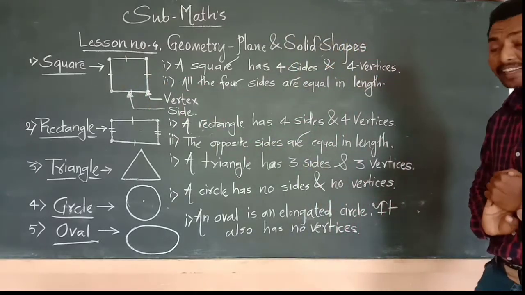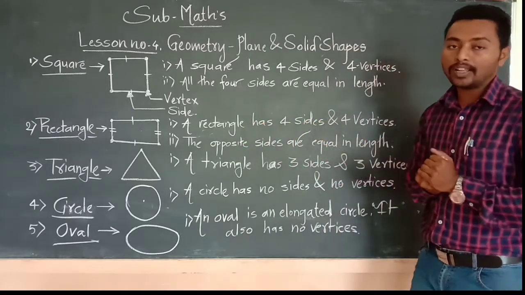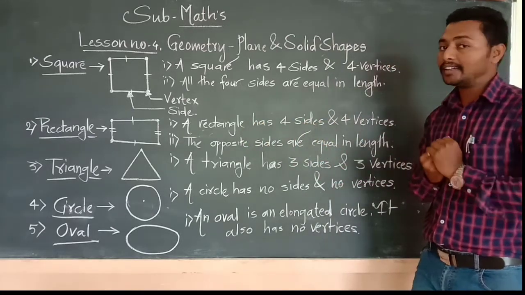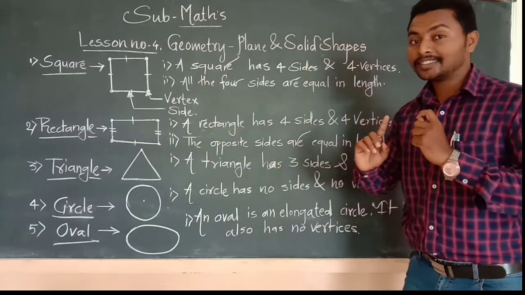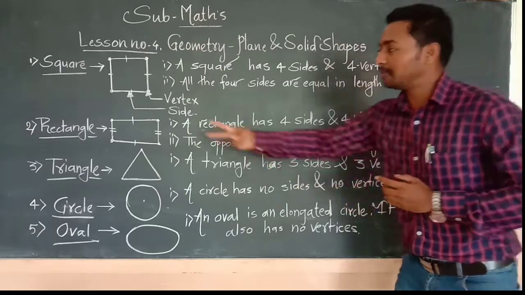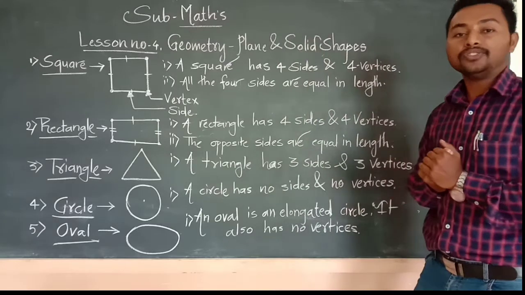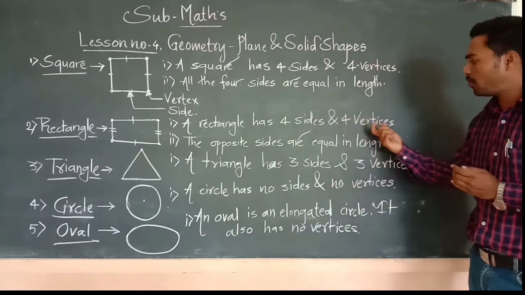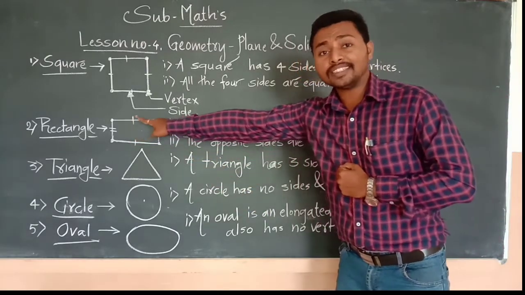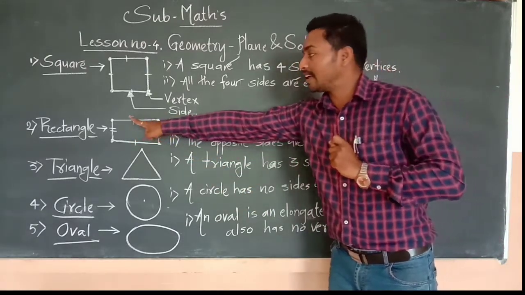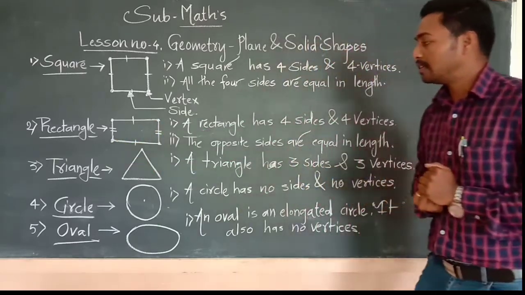Next point, rectangle. A rectangle has 4 sides as usual like square, and a rectangle has 4 unequal sides. That means opposite sides are equal in the rectangle, and also 4 vertices as it is. How many vertices are there in a rectangle? There are 4 vertices. 1, 2, 3, and last one 4.